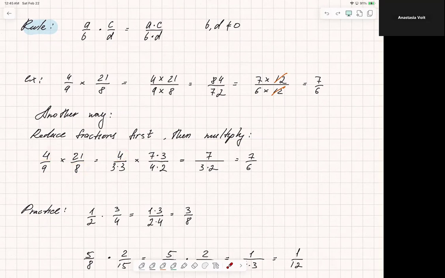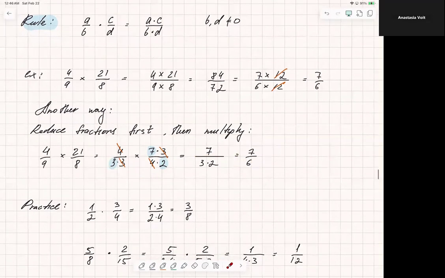So we can write 9 as 3 times 3, 21 as 7 times 3, and 8 as 4 times 2. As you can see, we can cancel 4, we can cancel 3, and the only survivors here would be 3, 7, and 2. So we write it as 7 over 3 times 2, that's 6. So we have 7 over 6, the same thing as we had before, okay?